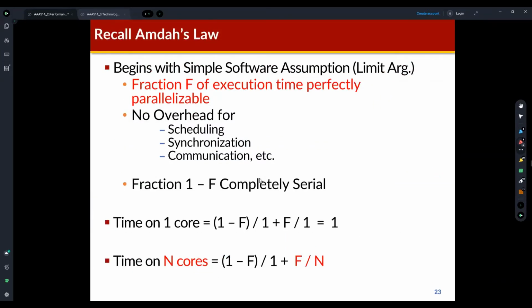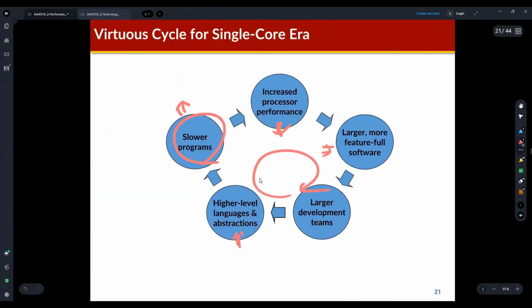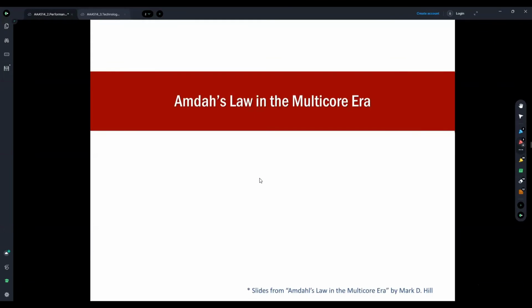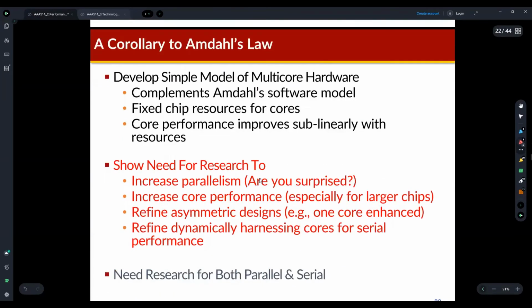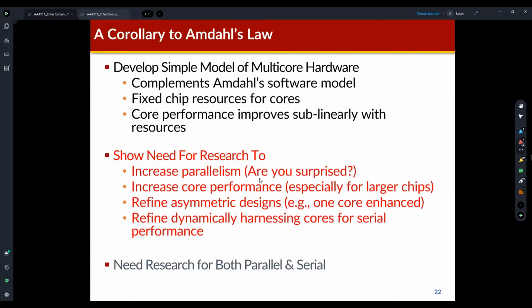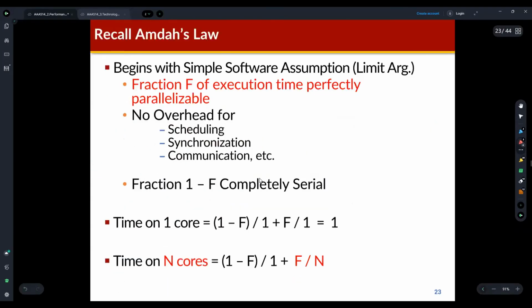Actually, this paper, Amdahl's Law in the Multicore Era, is the paper written by Mark Hill. He is a very famous architect in the computer architecture research area. Actually, he is also a very legendary researcher. We can increase the performance of a single core, but also we can apply the multi-core architecture on our computer system.